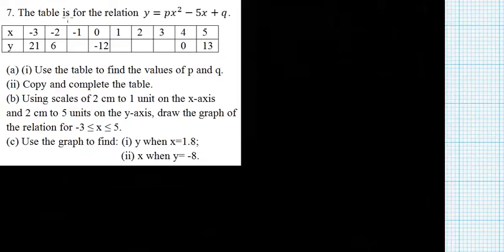This says the table for the relation y equals px squared minus 5x plus q is this. Use the table to find the values of p and q. Now we have to find the values of p and q here.